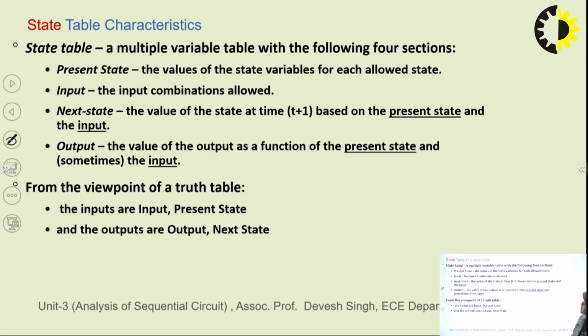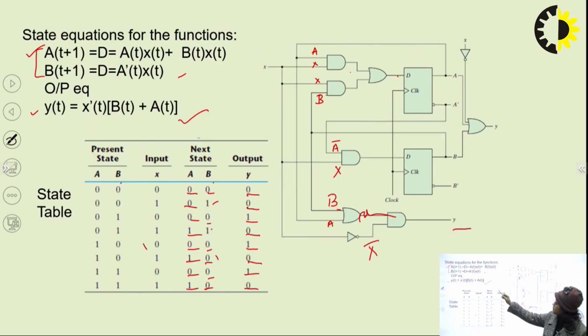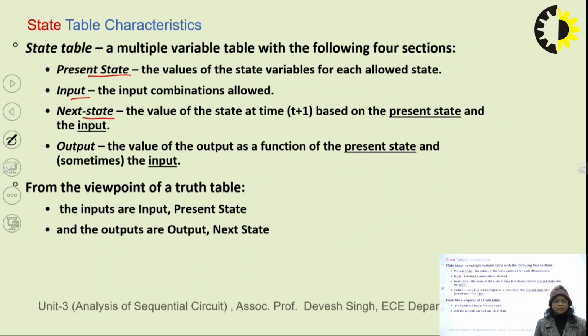What are the characteristics of a state table? A state table is a multiple variable table wherein we formulate the present state, that is the value of A and B, and the input, that is the value of X. Using the input and present state, we calculate the next state using the characteristic equation, that is A(t+1) and B(t+1).